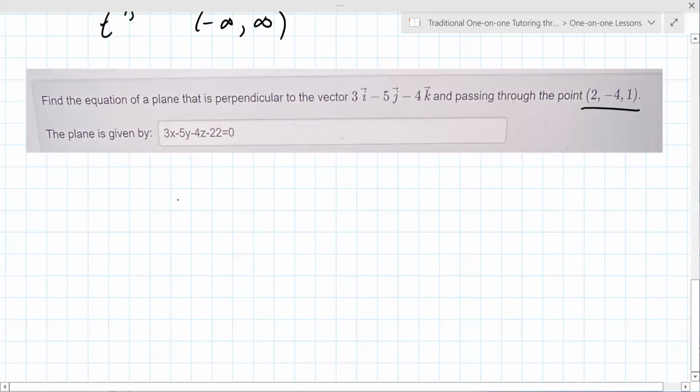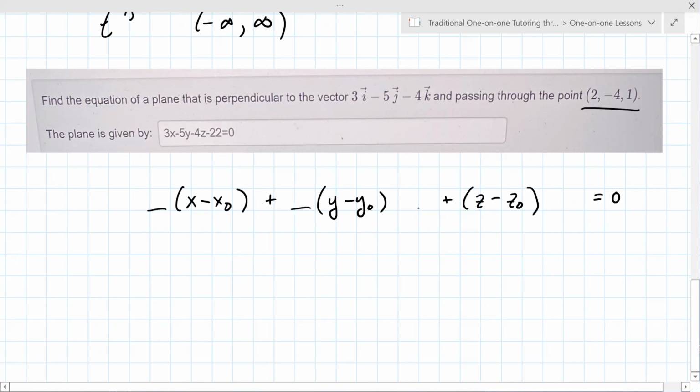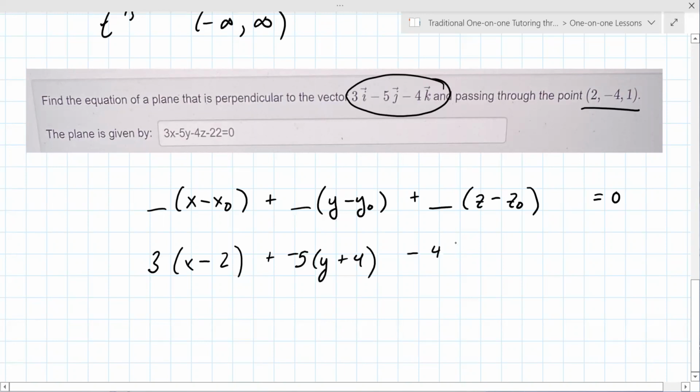There's a bunch of ways this is presented, but you have an x minus x naught, a y minus y naught, and a z minus z naught. There's a couple of variations that will say equals 0. What goes in front is the normal vector, which they're actually giving you here. So it's 3 that goes in front: 3 times x minus 2, plus -5 times y plus 4, minus 4 times z minus 1, equals 0.